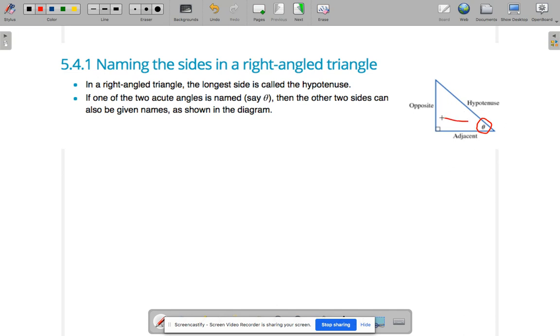Now, opposite that given or requested angle is a thing called the opposite. And as the name suggests, it's opposite the theta, or the angle given. The longest side in the triangle is the hypotenuse, and the adjacent is the side next to the given angle, or the required angle, and not the hypotenuse. Okay, so that's the adjacent. So that's labelling of triangles.